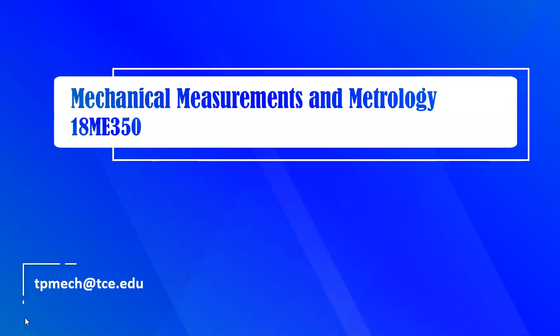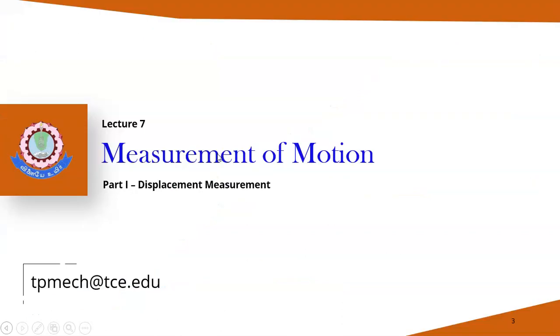Okay, so our course code is 18350 Mechanical Measurements and Metrology. As per our agenda, now we are going to see about measurement of motion. Before beginning motion, we want to know what is meant by motion.